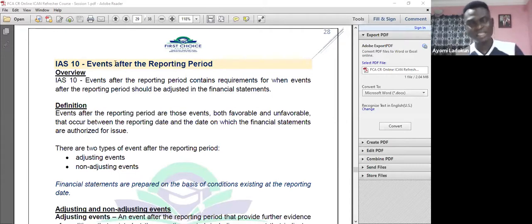Now the question is this: what is an adjusting event? According to IAS 10, adjusting events are those events that provide further evidence of conditions that existed at the balance sheet date. Adjusting events are those events that provide further evidence of conditions that already existed at the balance sheet date. So let me give you a scenario.